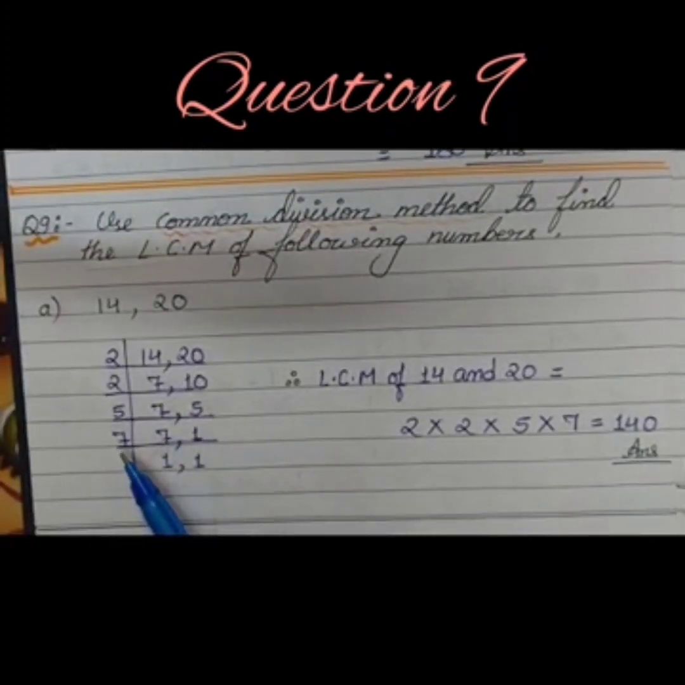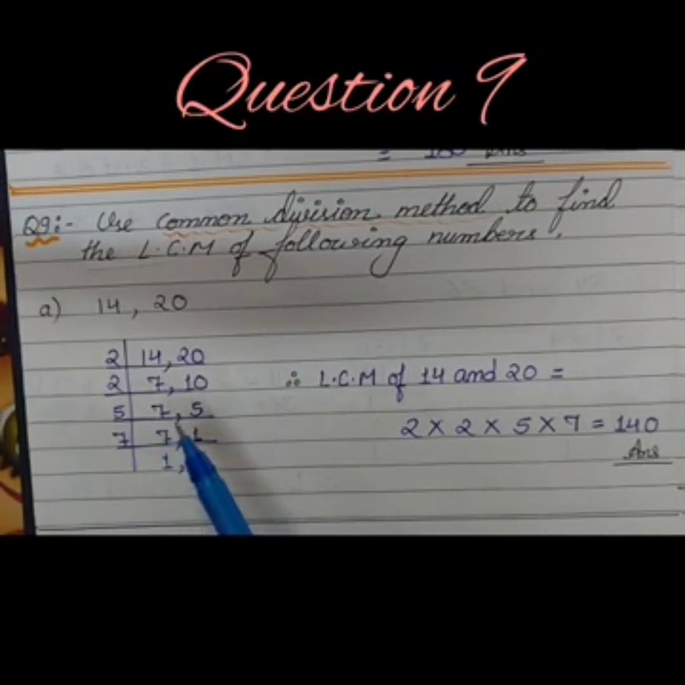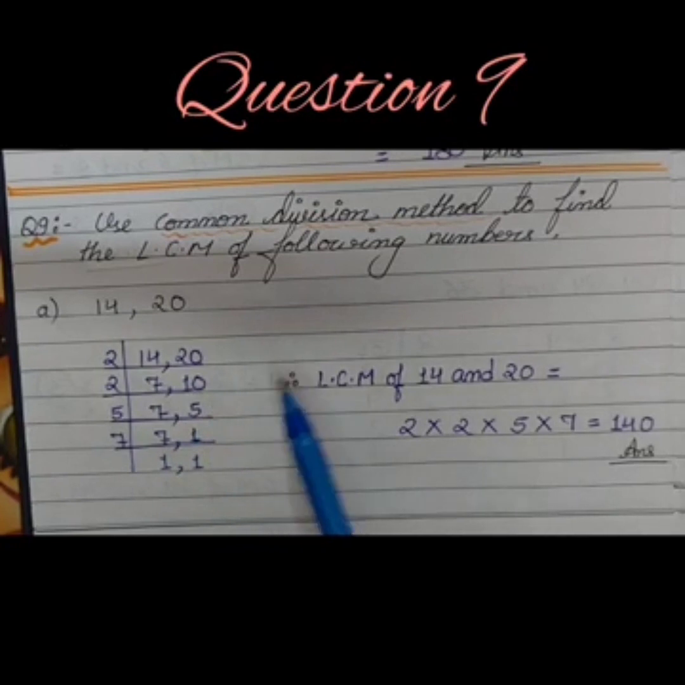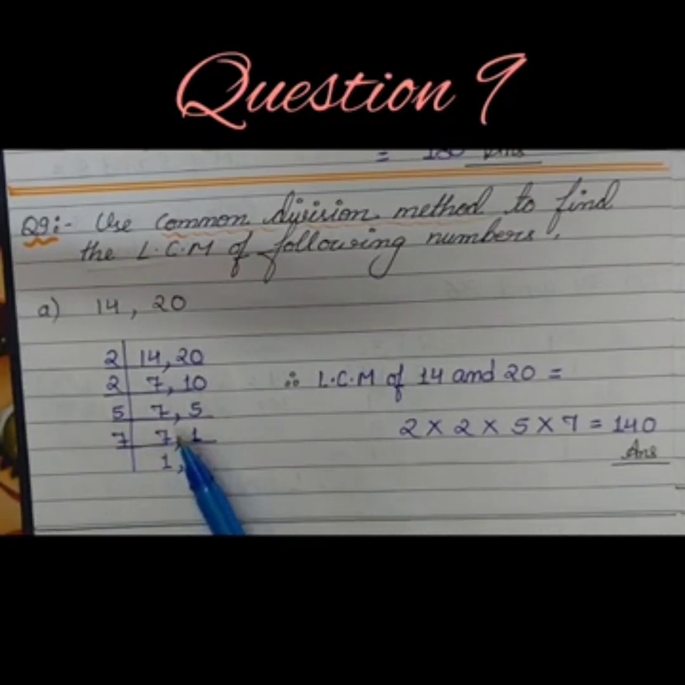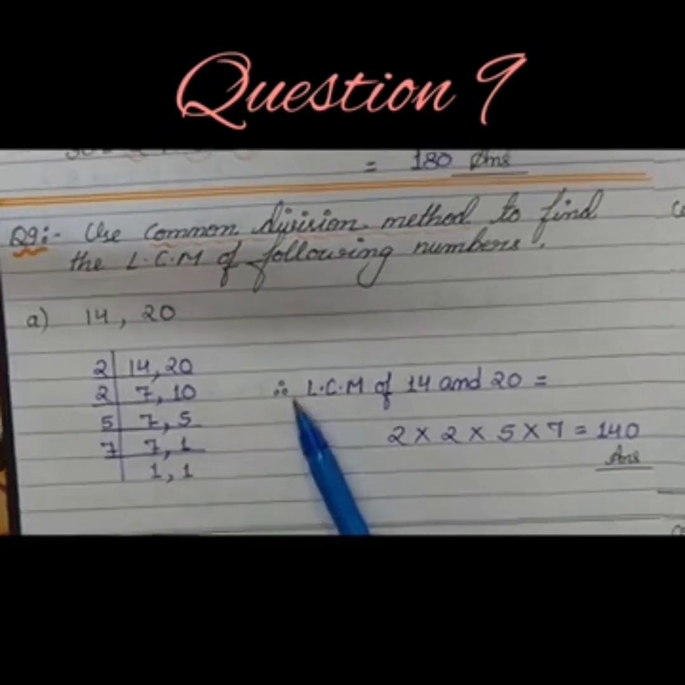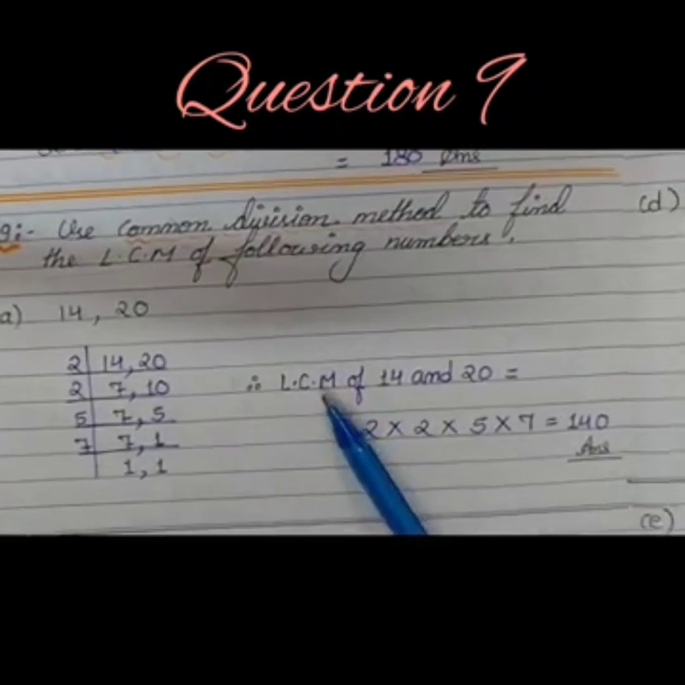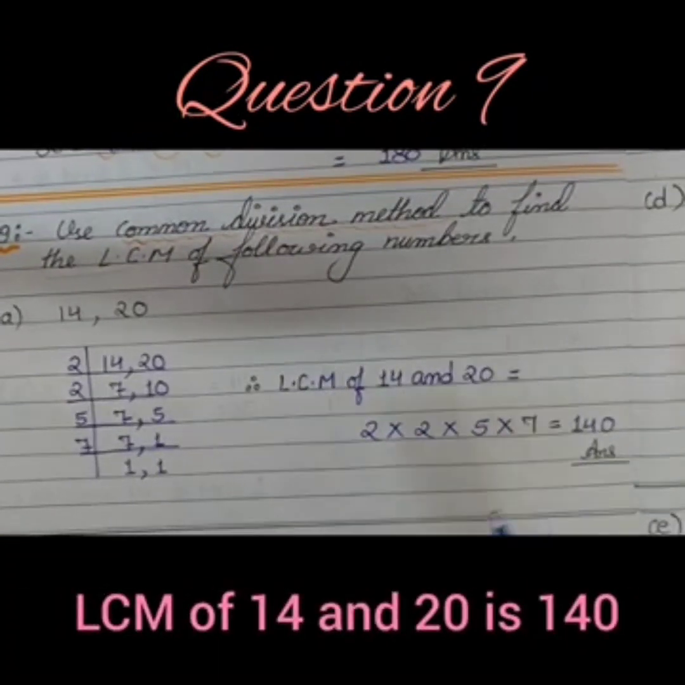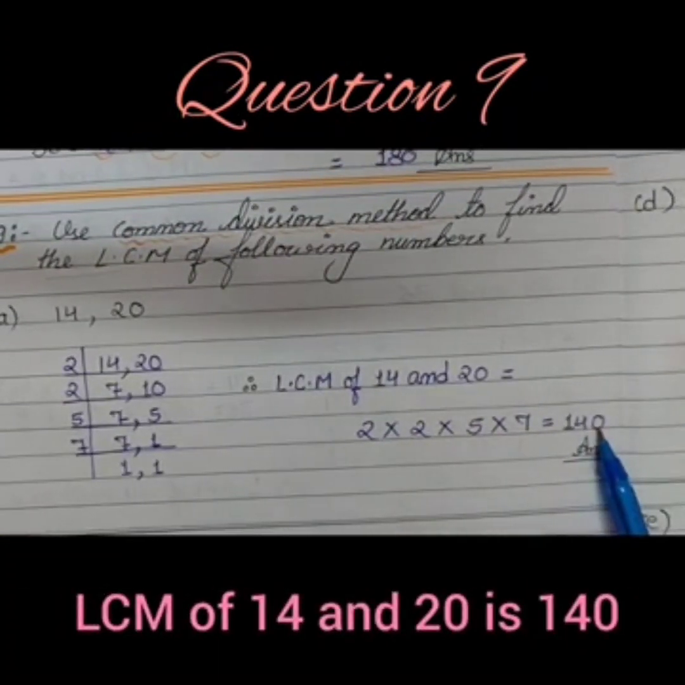Now the next prime number is 7. We have to continue the process until the numbers in a row are 1. Now 7 1s are 7, and 1 is not divisible by 7, so carry forward. Now we get 1. Therefore the LCM of 14 and 20 is 140.